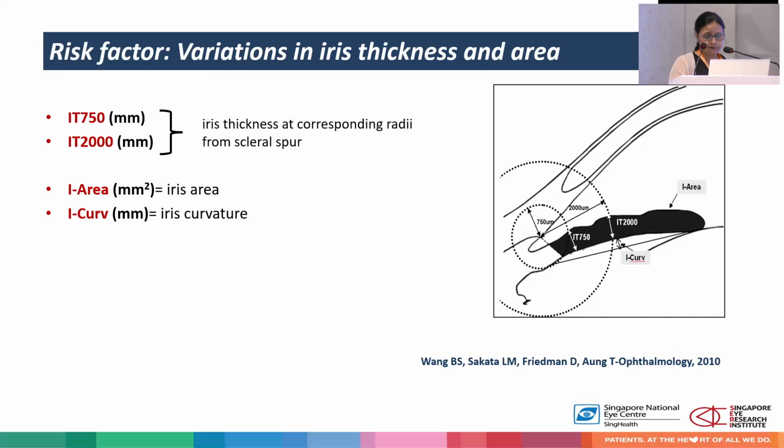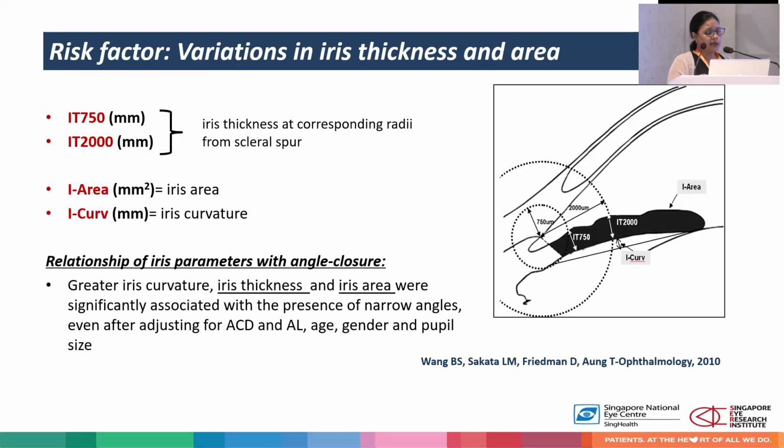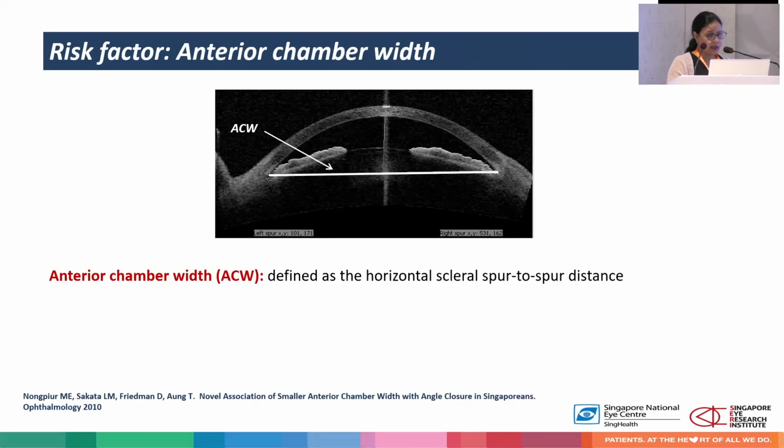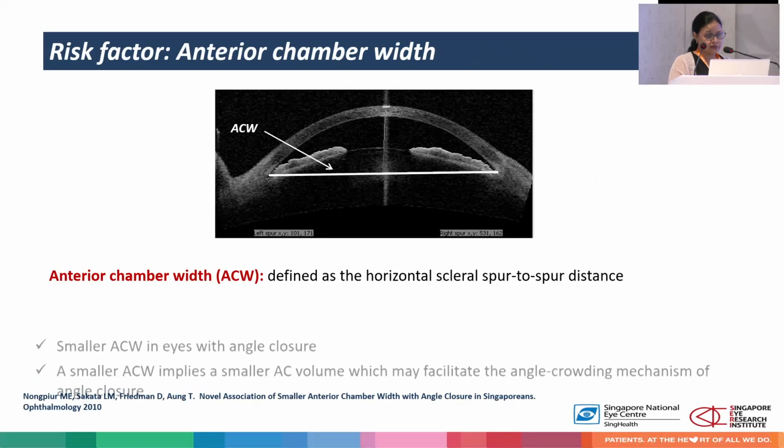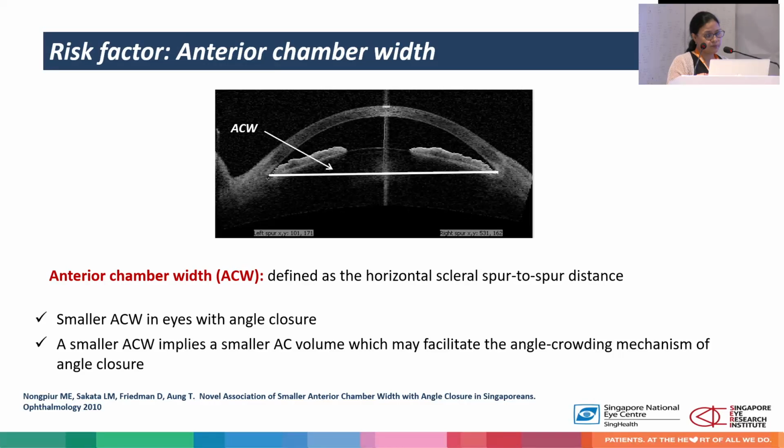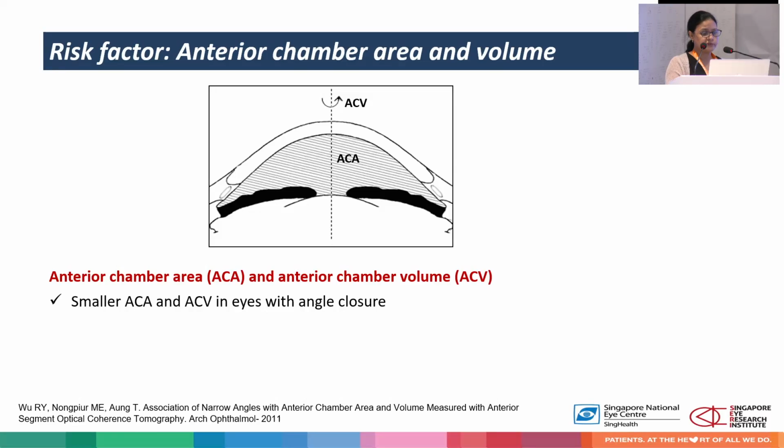In this study from Tin's group, they found that patients with angle closure had significantly greater iris curvature, iris thickness, and iris area. Likewise, we found that eyes with angle closure had smaller anterior chamber width. Anterior chamber width was defined as spur to spur distance. Also, small anterior chamber area and volume.